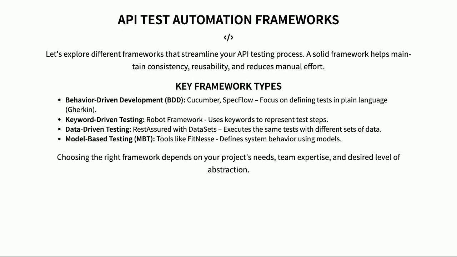Okay, let's dive into API test automation frameworks. Think of these as blueprints for how you structure your tests. They help you keep things organized and efficient. We'll cover a few popular types: behavior-driven development, which uses plain language to describe what the API should do; keyword-driven testing, where you build reusable test steps; data-driven testing that allows you to run the same tests with different inputs; and model-based testing using models to define system behavior. The best framework for you will depend on your project specifics.